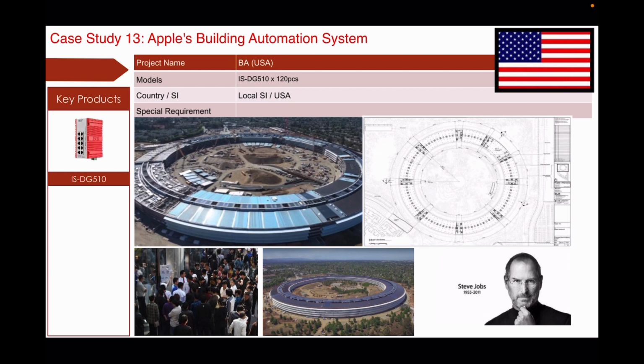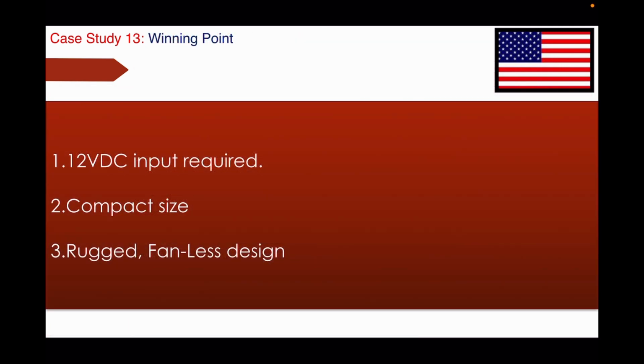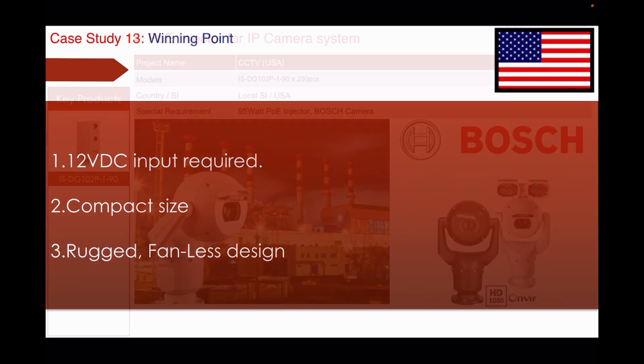Case study 13. Apple's building automation system in USA. Special requirement: 12 VDC power input, compact size. Key products: IS-DG510. Winning points: 1. 12 VDC input required. 2. Compact size. 3. Rugged, fanless design.